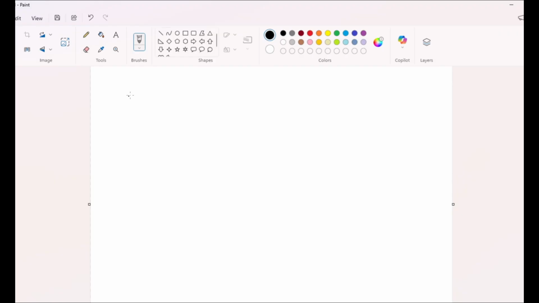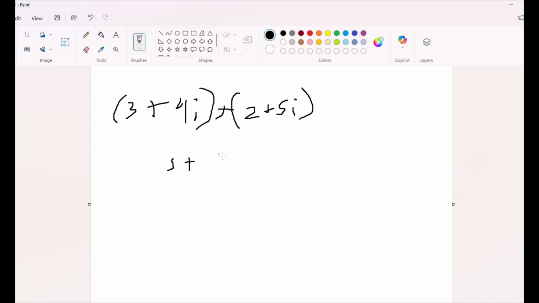Now let's try to add these complex numbers. How do we add complex numbers? You used to do like terms, right? 3 plus 2, 5 plus 9i. That's our solution. 5 plus 9i. Make sure the i is over here, because that's better.